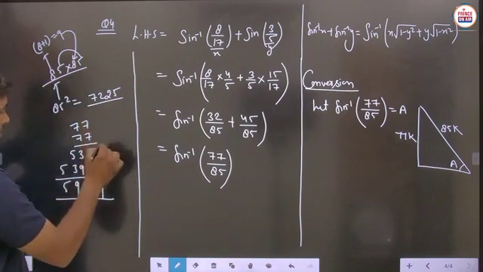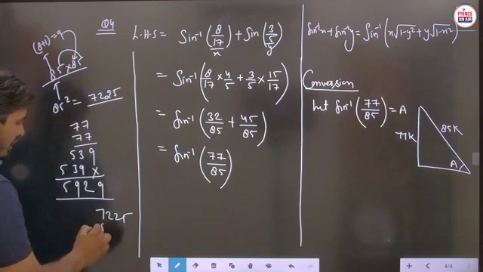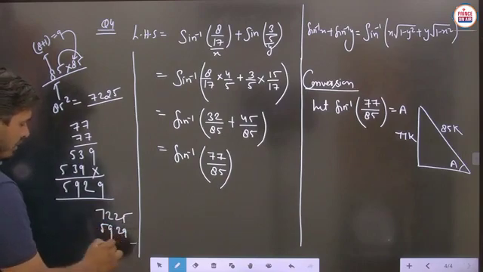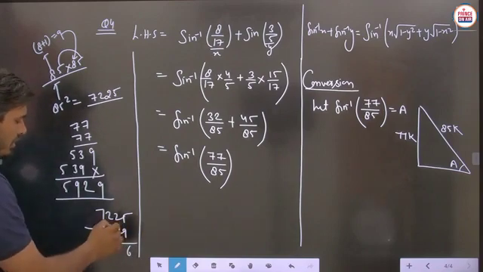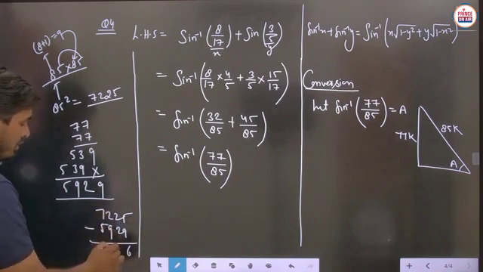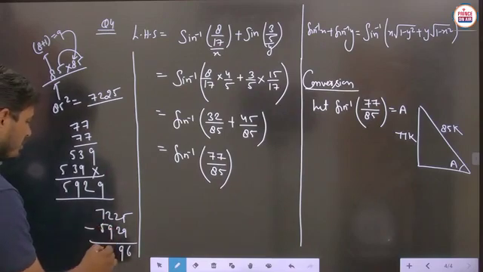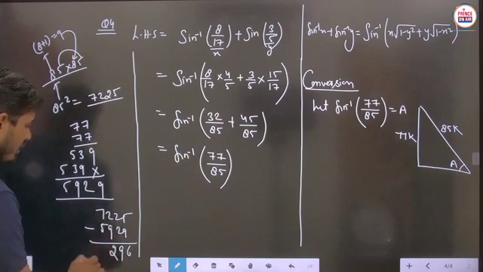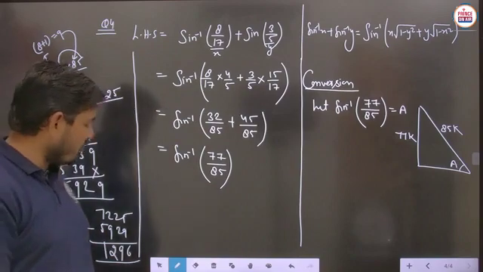So 7225 is to be subtracted by 5929. Then this is 6 here, and you can write 3. Then this is 9 here, and this is 10. Then this is 2 here. Is it to be clear? And here this is 1296. Is it to be clear?